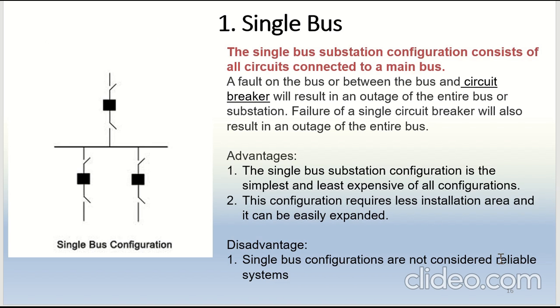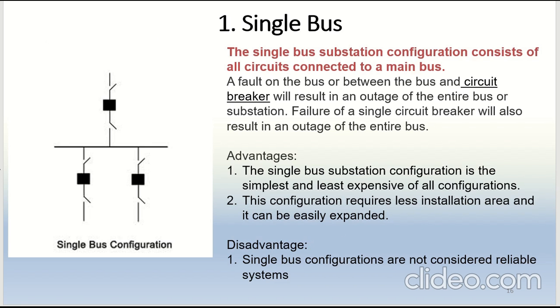The advantage of the single bus bar arrangement is that it is the simplest and least expensive of all the configurations. This configuration requires less installation area and it can be easily expanded. Disadvantage: it is not at all reliable.